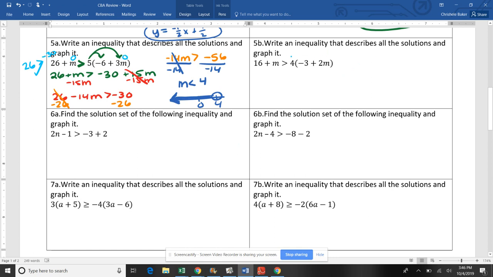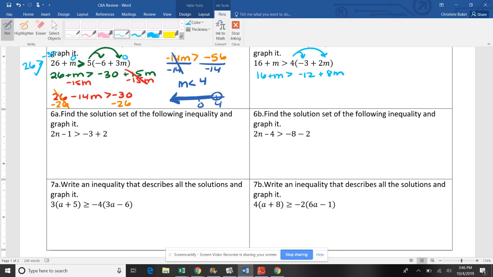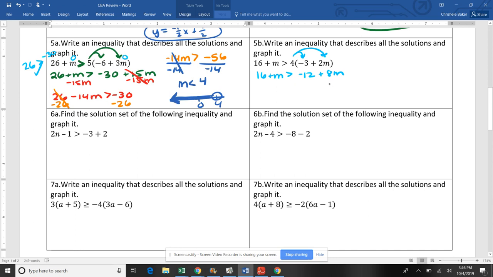Okay, similar problem over here. I'm going to distribute my 4. So I have 16 plus m is greater than negative 12 plus 8m. In order to isolate my variable, I am going to subtract 8m from both sides. So I have 16 minus 7m is greater than negative 12. Subtract 16 from both sides. Negative 7m is greater than negative 28.